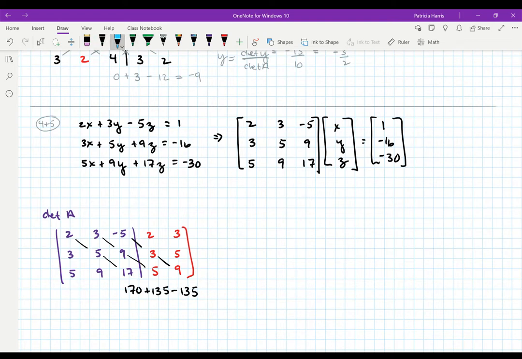Okay, now we're going to do up. So that would be negative 125, positive 162, and then 153. Okay. So this is going to be 170.